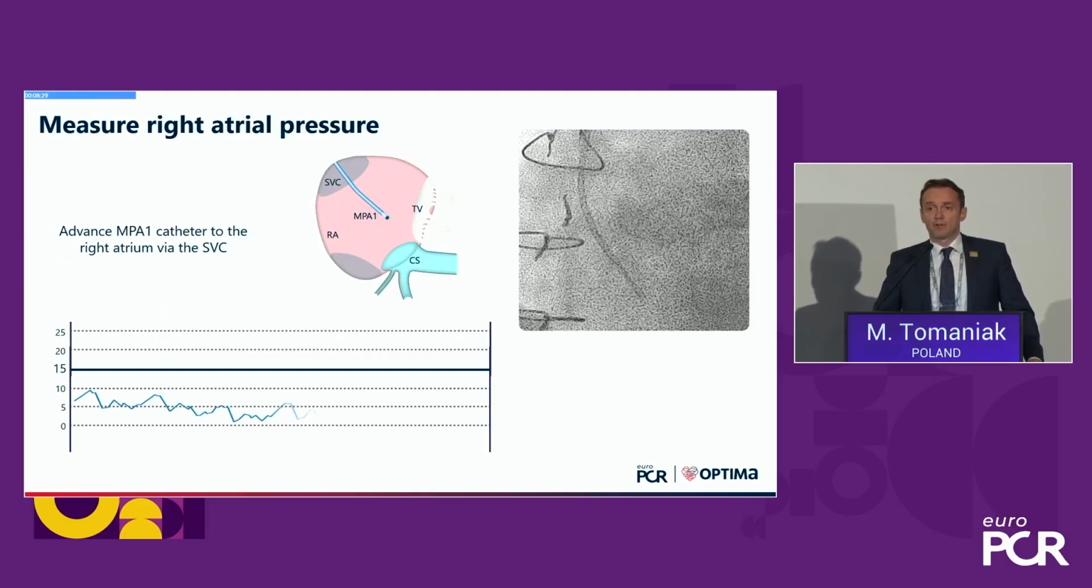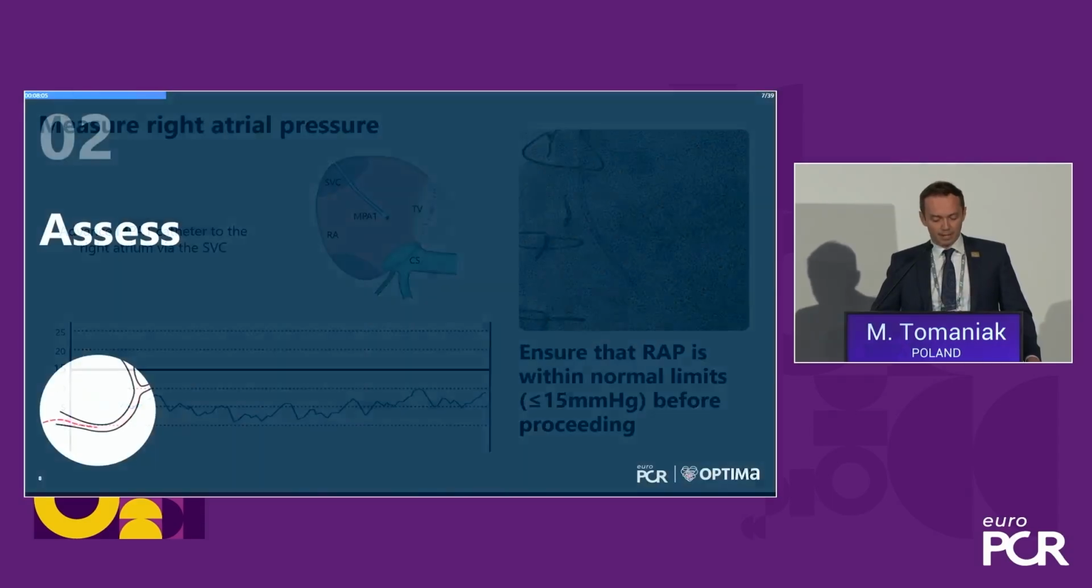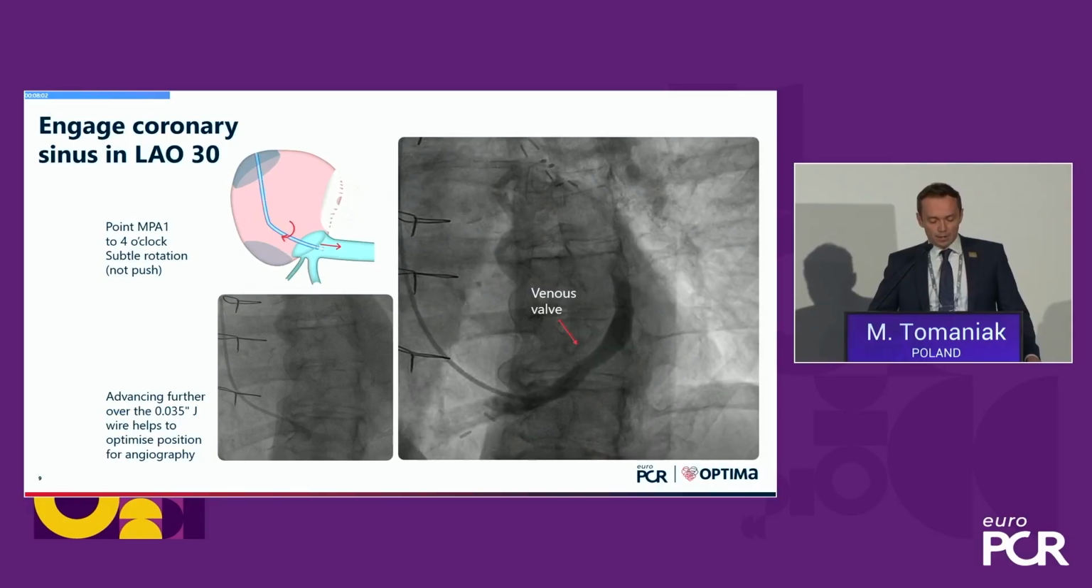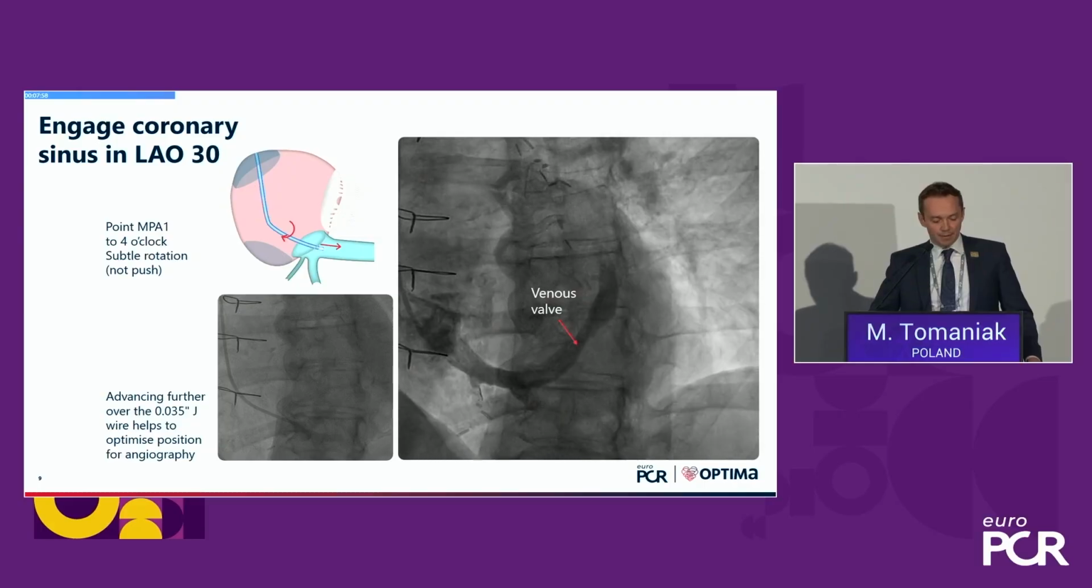Once I have the sheath already in the right atrium, I measure the pressure, which should be confirmed to be less than 15. We expect that the device efficacy with values above 15 would be less likely. In the majority of cases, it's really below 15, and here it was 7, so I could proceed with the implantation. So to do so, I engage the coronary sinus with an MPA catheter.